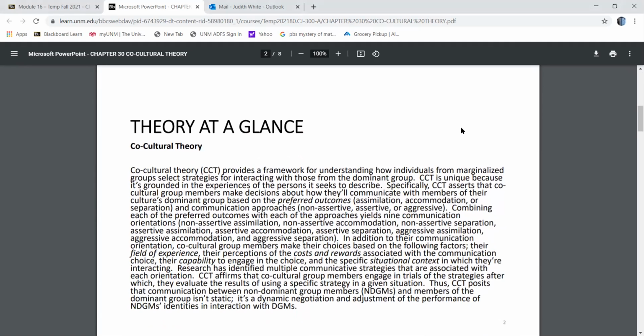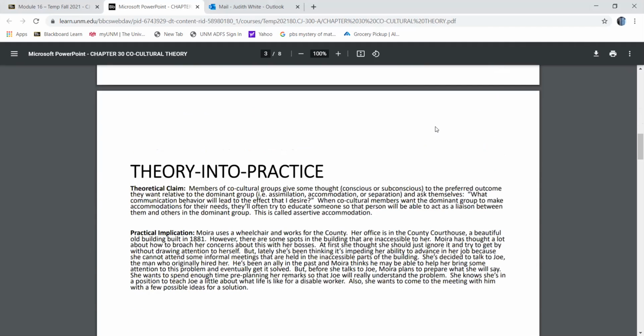Again, the first several sentences of Theory at a Glance reiterate what I said. Co-cultural theory provides a framework for understanding how individuals from marginalized groups select strategies for interacting with those from the dominant group. It's grounded in the experience of these persons, and it asserts that co-cultural group members can make decisions about how they'll communicate with members of their culture's dominant group based on their preferred outcomes. In other words, what outcomes do the marginalized group want, and certain types of communication approaches. So that's it in a nutshell.